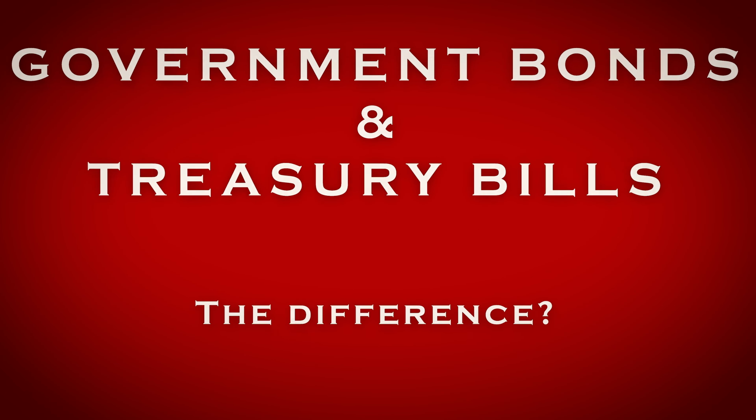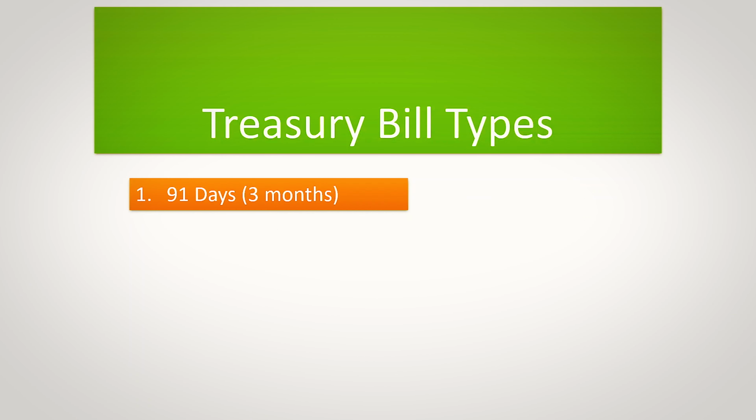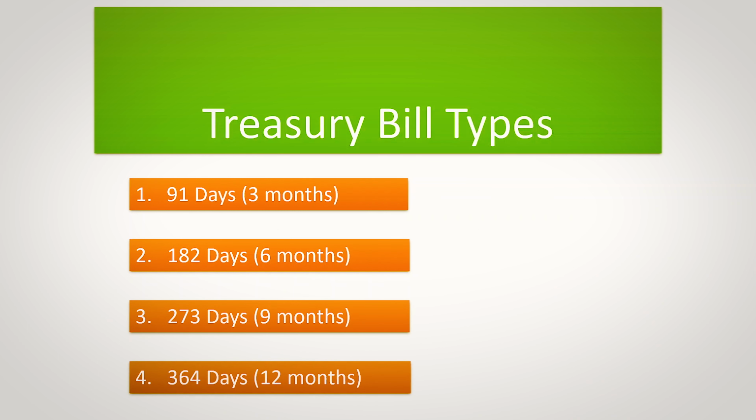So what's the difference then? What's the difference between a government bond and a treasury bill? Well, the difference lies in the tenure, as simple as that. A treasury bill is a government instrument with a tenure of a year or less. This means that you get your investment back within a year of you investing it, and the terms can vary. For example, in Zambia, we have treasury bills that mature after 91 days, after 182 days, after 273 days, and after 364 days. So that's 3 months, 6 months, 9 months, and 1 year.